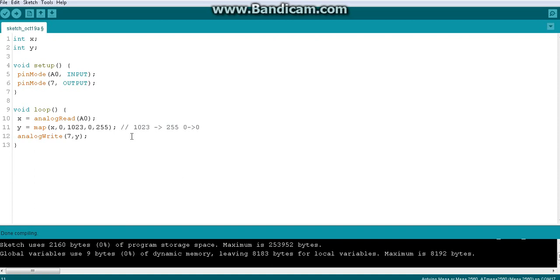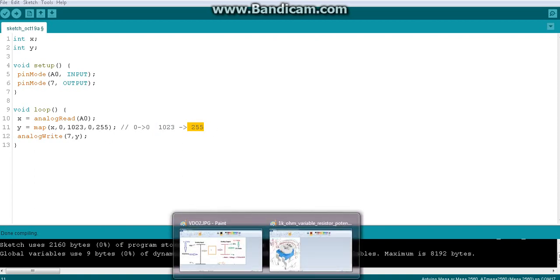So like that, I will have it here first. If X is 0, Y is 0, we know it. If X is 1023, Y will be 255, we know it, right? Why? We can see it here.